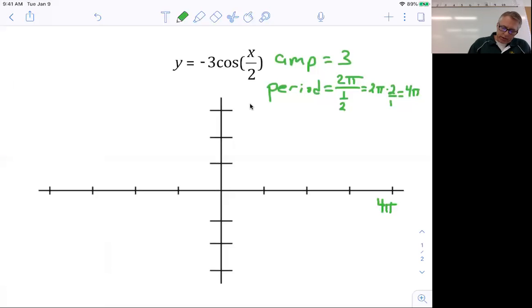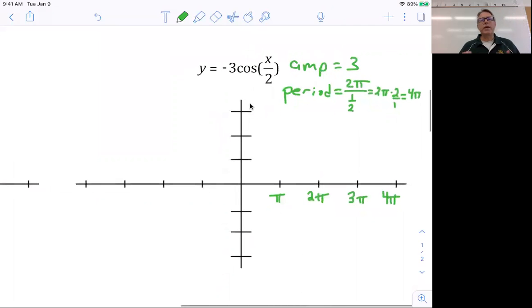Now, I can tell already this is going to be 1 pi, 2 pi, 3 pi, 4 pi. But just to follow the same process, I could take half of that. Of course, half of 4 pi is 2 pi. And half of 2 pi is 1 pi. And then I count 1 pi, 2 pi, 3 pi. But that scaling of the x-axis can be troublesome. In this case, it's not so bad.